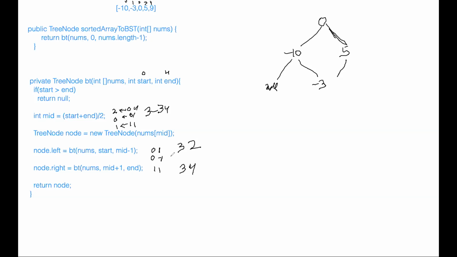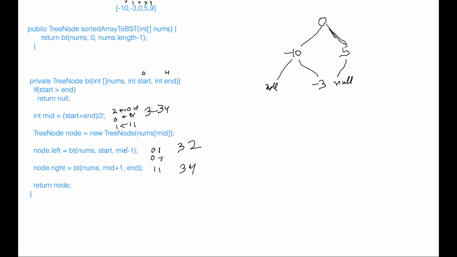So this is 3, 2. So we will go to the BT call again. Start is greater than end? Yes, at this particular step, 3 is greater than 2. We will return a null. So it will become a null here.